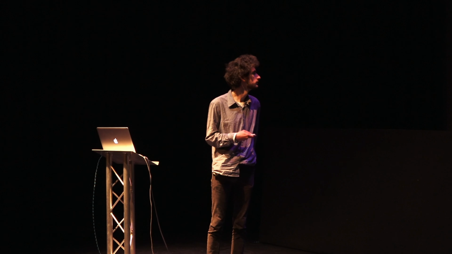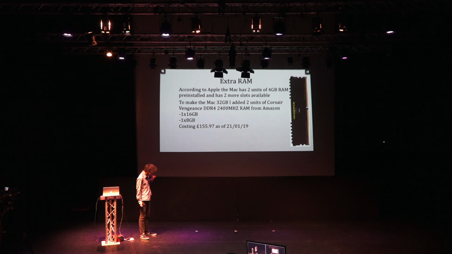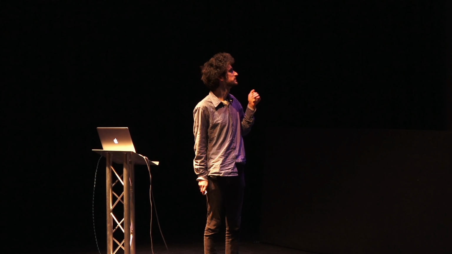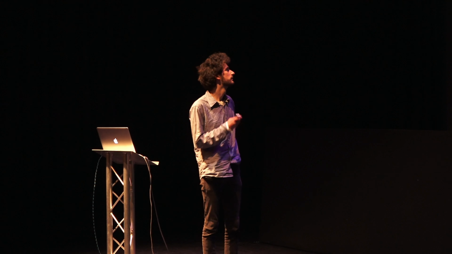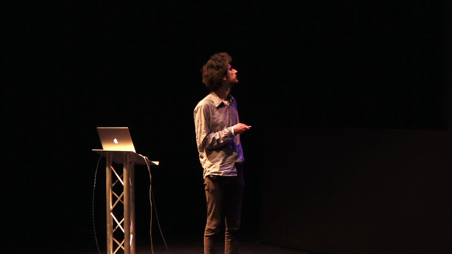With this, I got the 8 GB RAM version. If you get the 8 GB RAM version, you can adjust the RAM yourself, so it's much cheaper. Adding up to get extra RAM to make a 32 GB Mac, it will cost you £155.97 for RAM, meeting the minimum requirements.